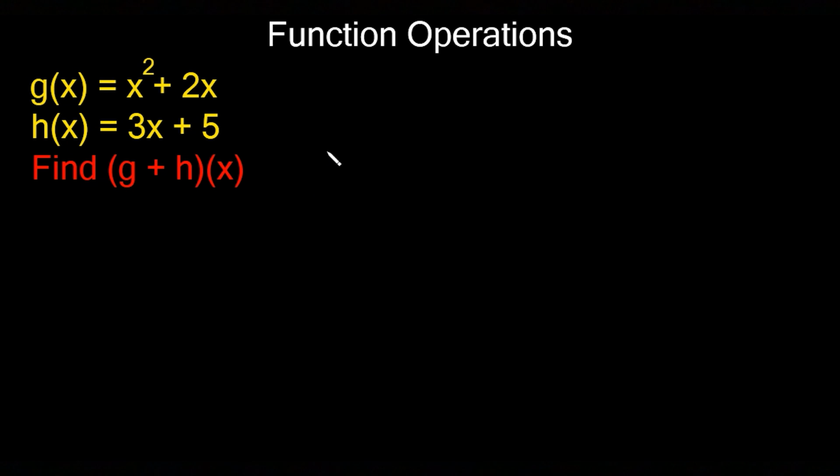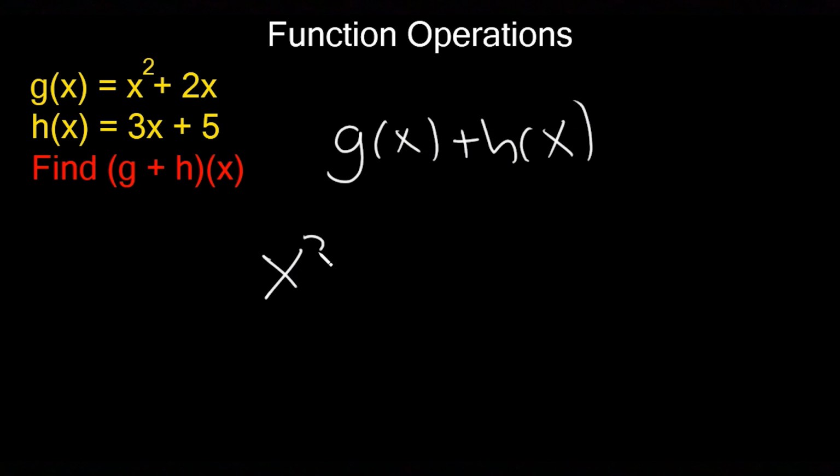Okay, so here's my next example. This one's going to be addition. Let's go ahead and rewrite it in the more obvious format. That's going to be g of x plus h of x. Okay, so what is g of x? That is going to be x squared plus 2x. So x squared plus 2x, and then I have plus, because that's the operation. So plus, and then h of x, that is going to be 3x plus 5. So 3x plus 5. From here, combine like terms.